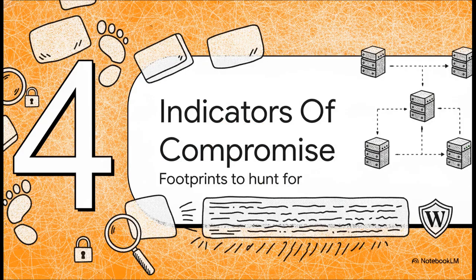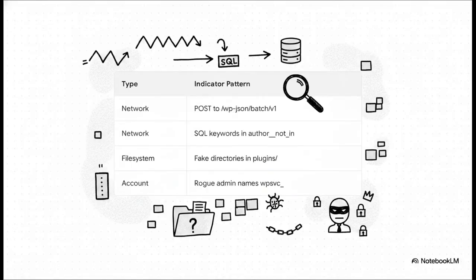Section 4, Indicators of Compromise. If you're defending a network right now, what exact footprints should you be hunting for? So the crucial point is knowing the specific patterns these attackers leave behind.